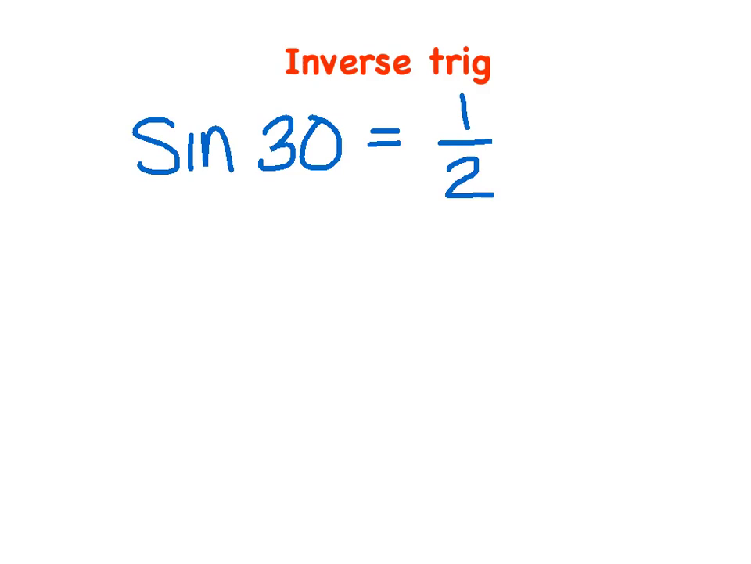Well, welcome back to the flipped classroom. Our topic tonight is inverse trig. So let's start by copying the sine of 30 equals 1/2. And one of the most important things we want to get out of tonight is just reading this correctly.